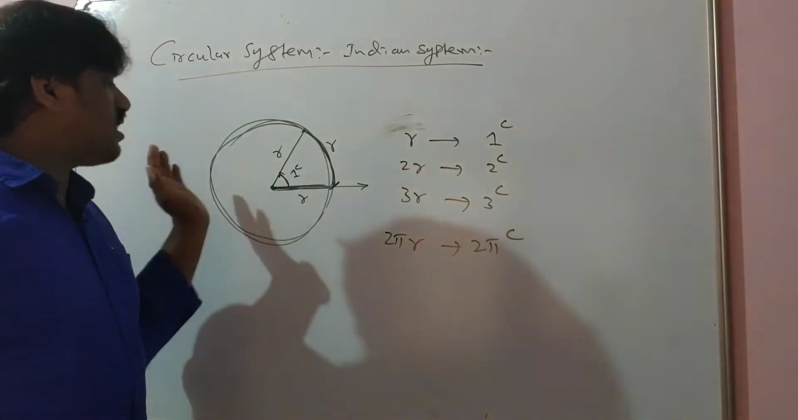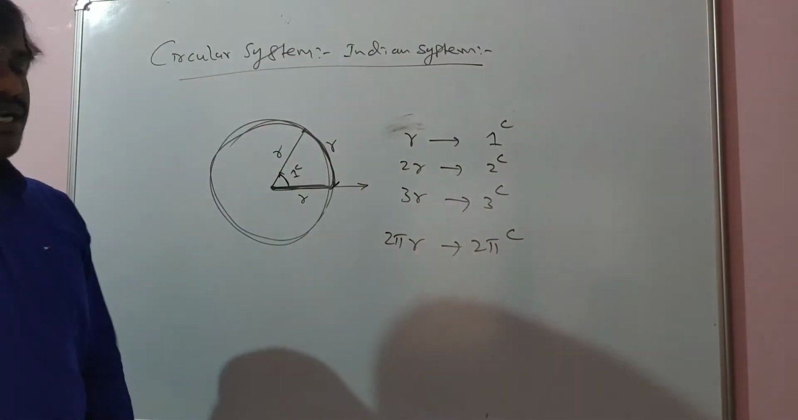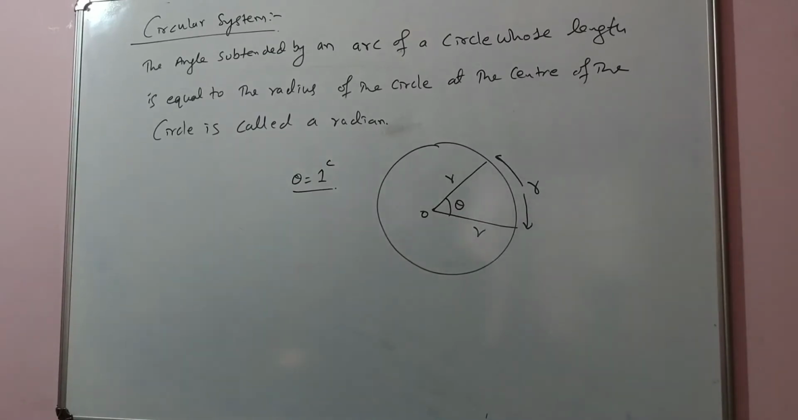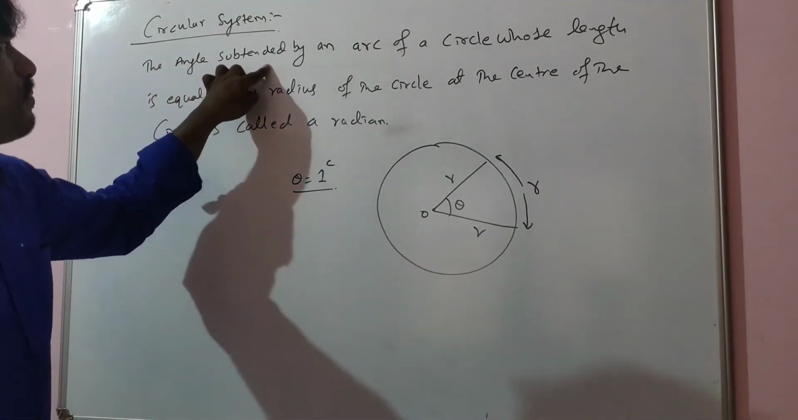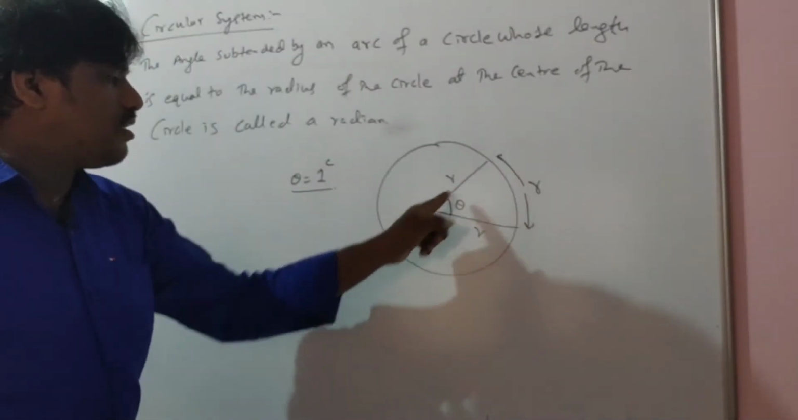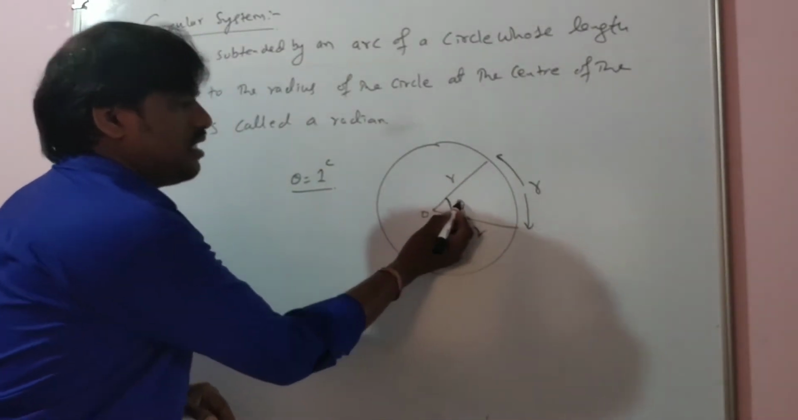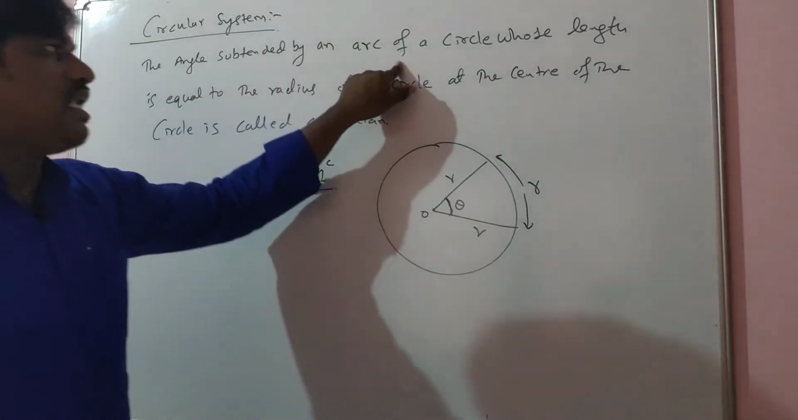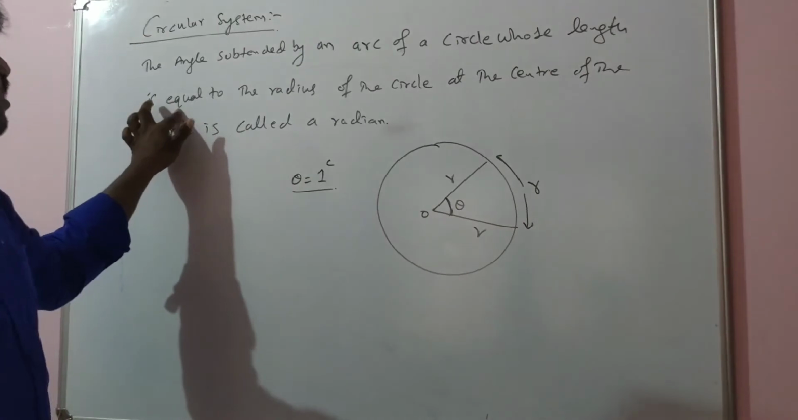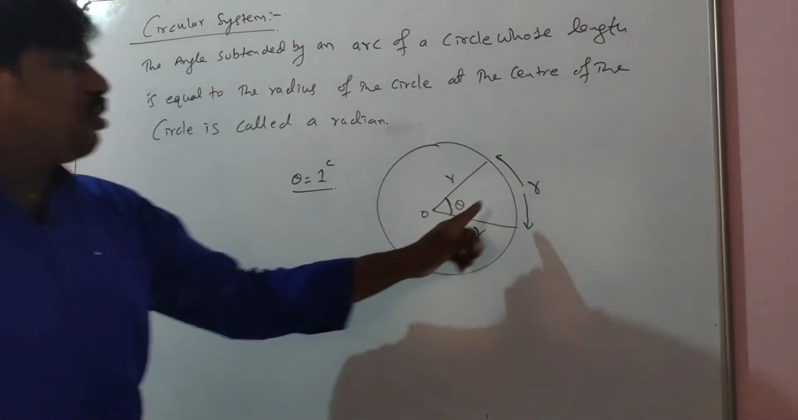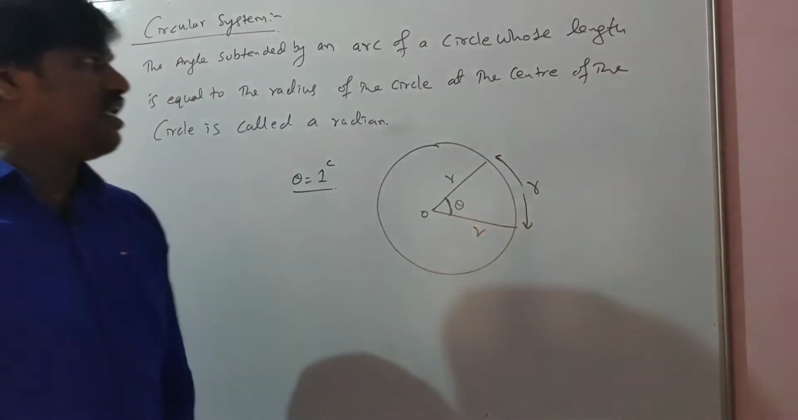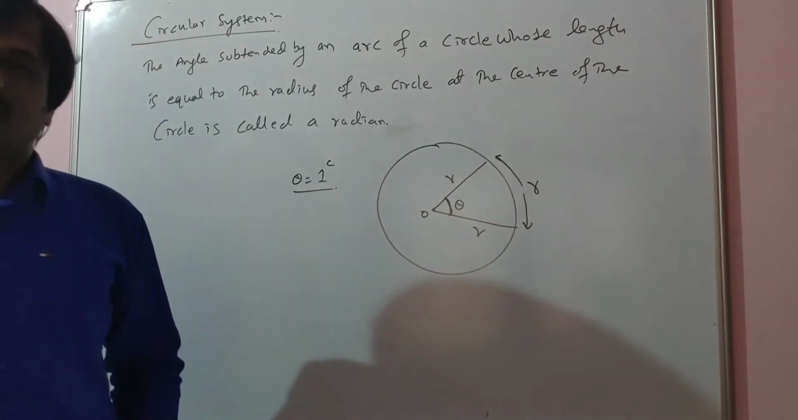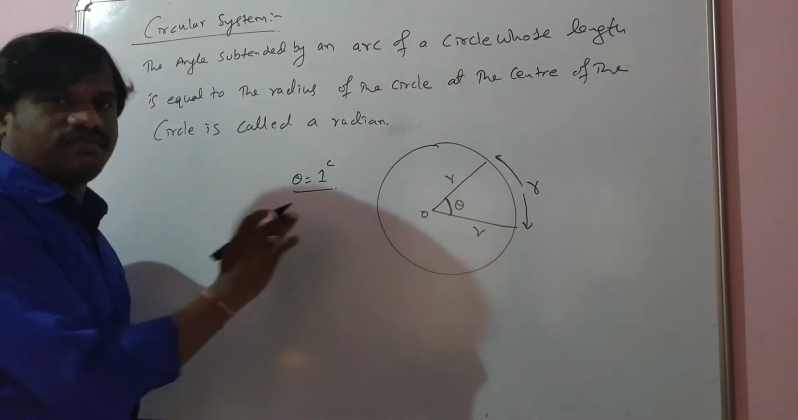So this is the definition of the circular system. The definition is as follows: the angle subtended by an arc of a circle whose length is equal to the radius, at the center of the circle, is called a radian. This is the definition of the radian.